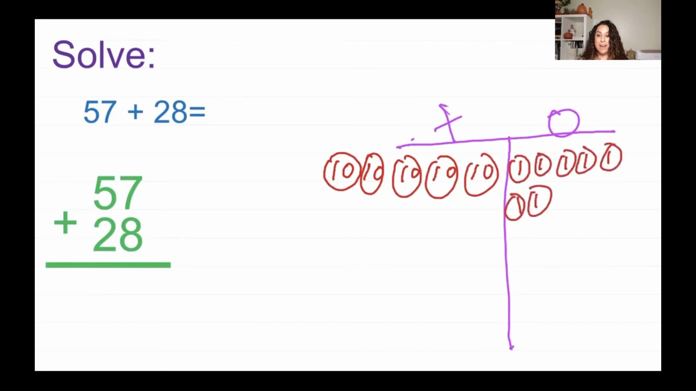And you're going to be practicing this a lot today. Okay, 28. Let's go ahead and look. 2 10s.